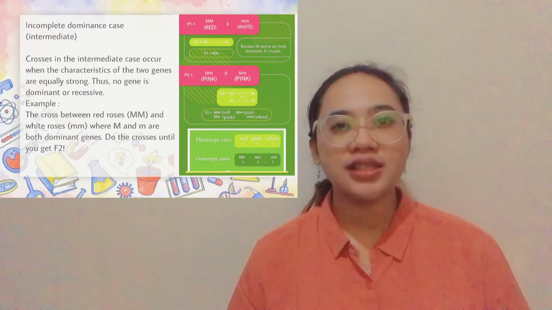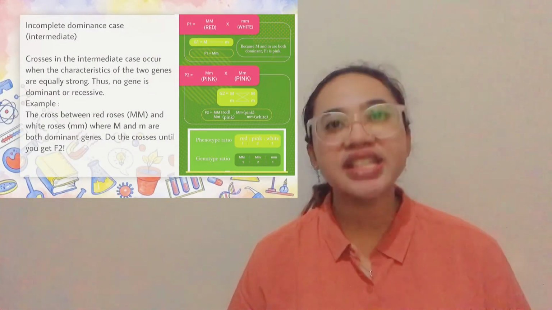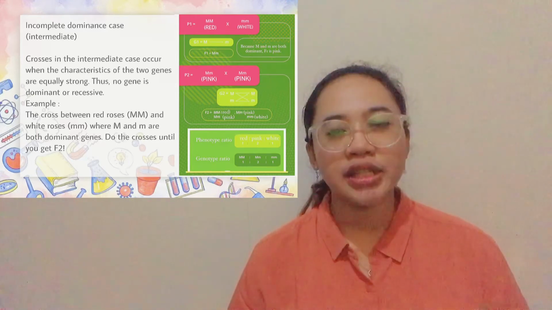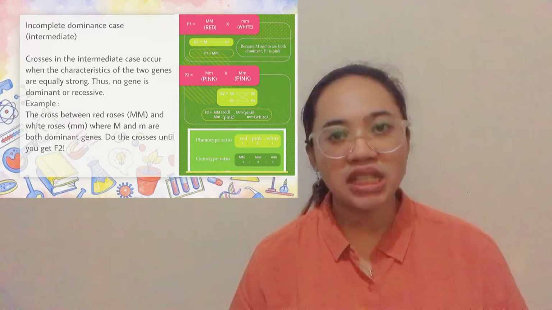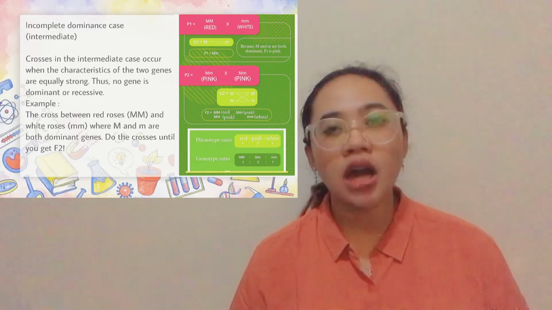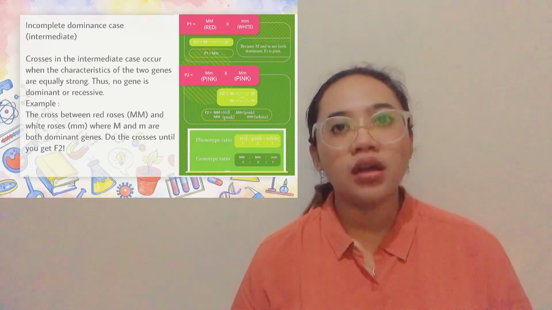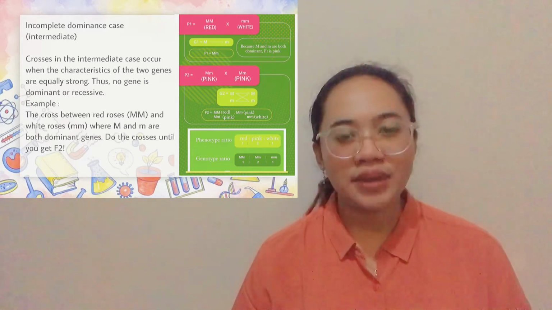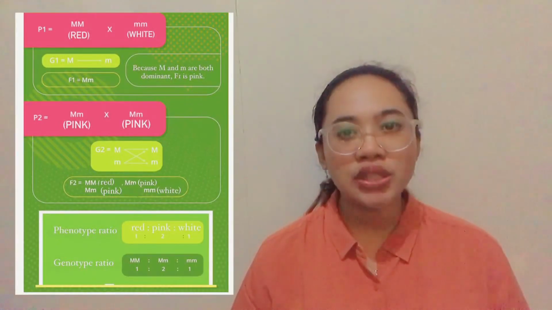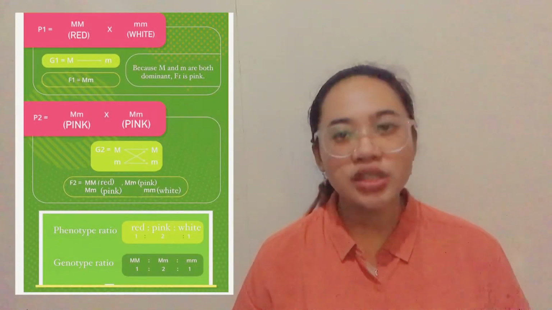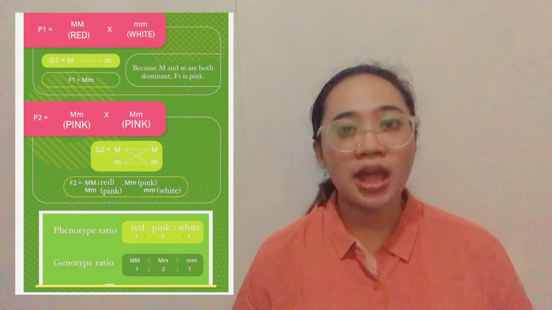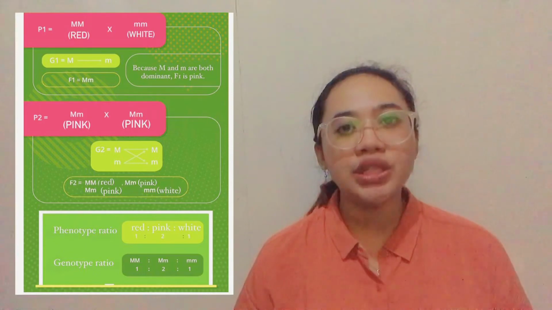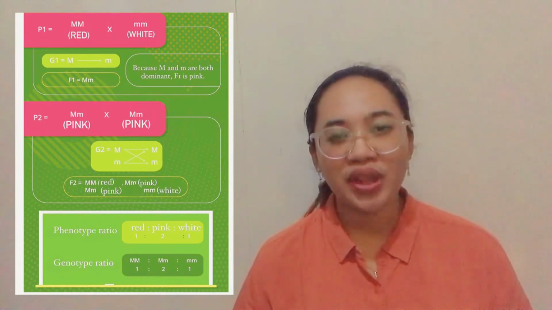Number 2 is the incomplete dominance case, or intermediate. Cross in the intermediate case occurs when the characteristics of the two genes are equally strong. Thus, no gene is dominant or recessive. For example, the cross between red rose MM capital and white rose mm lowercase, where M capital and m lowercase are both dominant genes, and do the cross until you get F2.